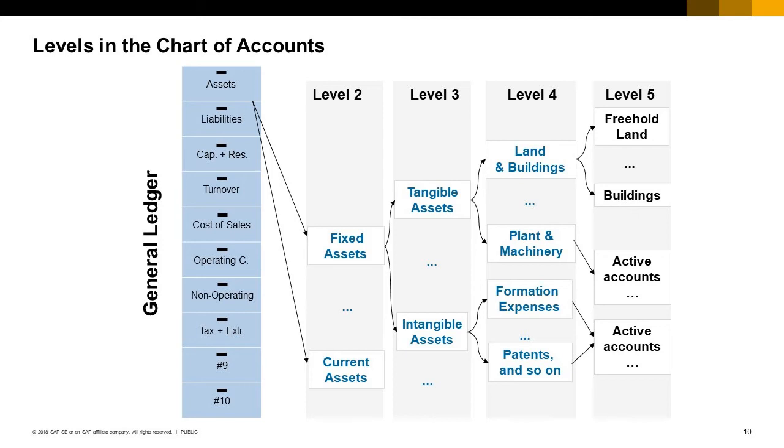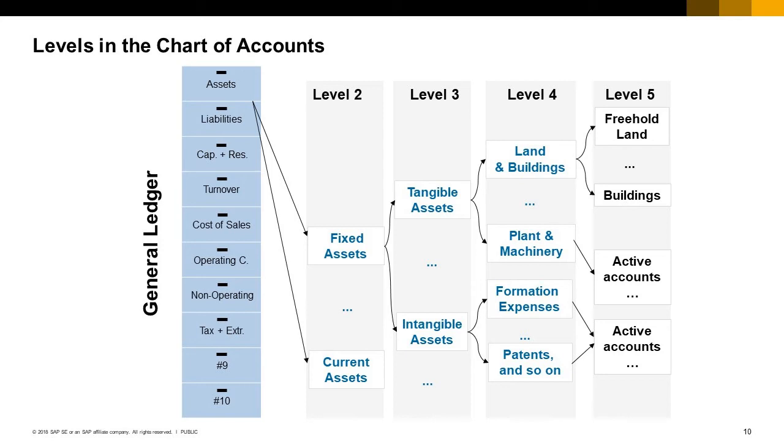The top level in the structure, Level 1, consists of sections or groups for different types of accounts: assets, liabilities, capital and reserves, turnover, and so on. The system displays the section as a cabinet drawer. Each drawer has a section title. You can change the drawer title if required. The updated name will then appear in the financial reports.